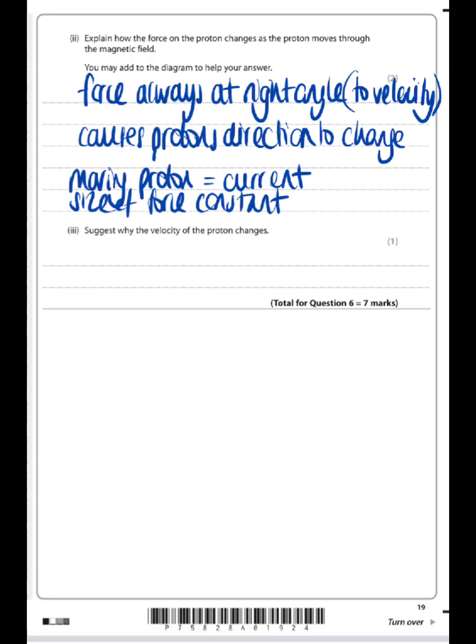And then part 3 asks why the velocity of the proton changes. So we're looking at velocity here. Think about velocity: it is a vector quantity, and that means it has a magnitude and a direction. So the reason that the velocity of the proton is going to change is because the direction changes. The speed of the proton won't change because the size of the force isn't changing. It won't be getting faster or slower, but because it is changing direction, its velocity will be changing.